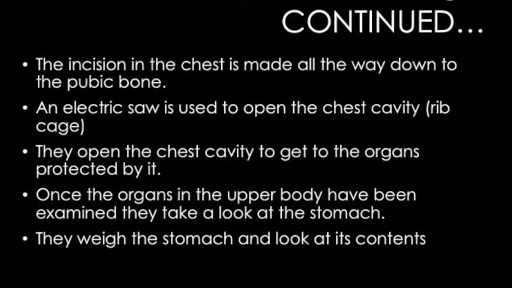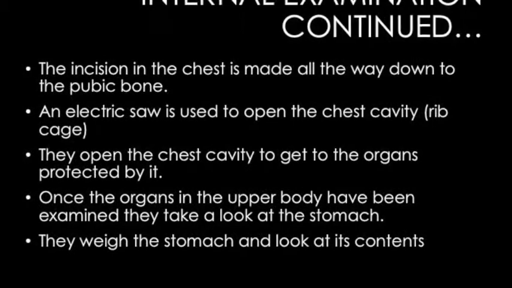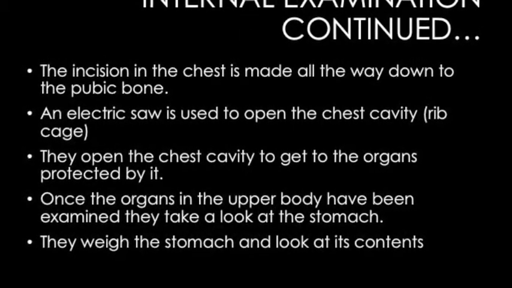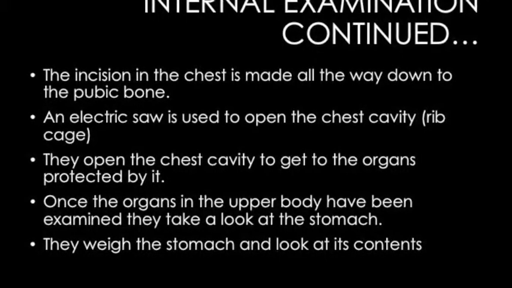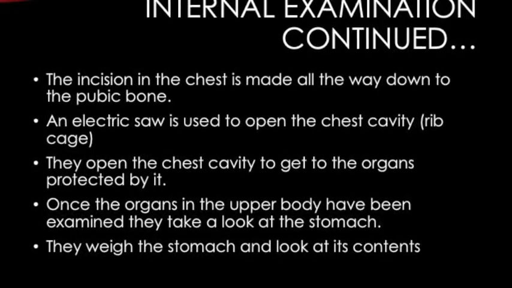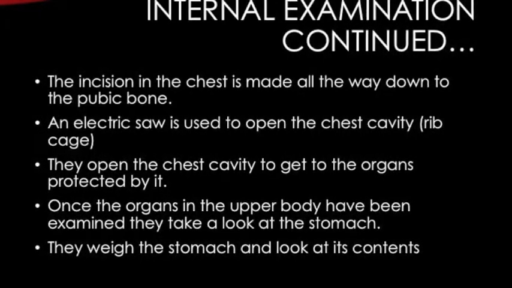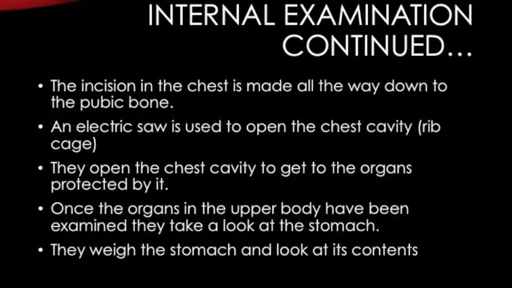Internal examination continued. The incision in the chest is made all the way down to the pubic bone. An electric saw is used to open the chest cavity, which is also known as the rib cage. They open the chest cavity to get to the organs protected by it. Once the organs in the upper body have been examined, they take a look at the stomach. They weigh the stomach and look at its contents.